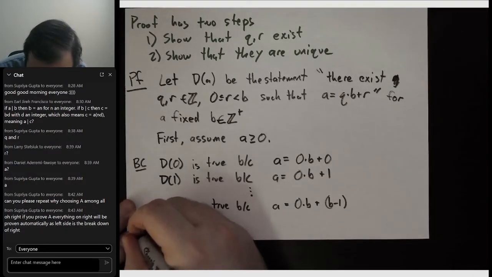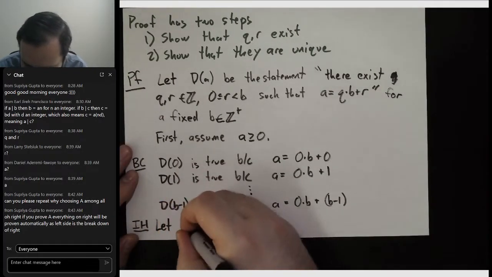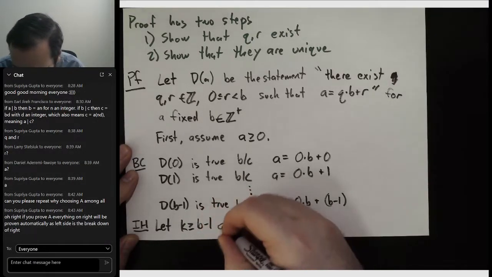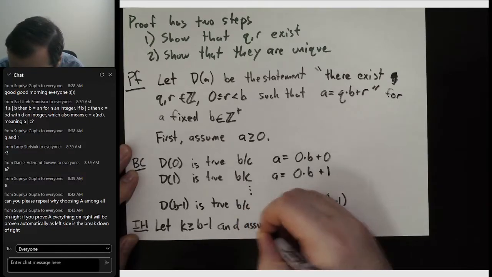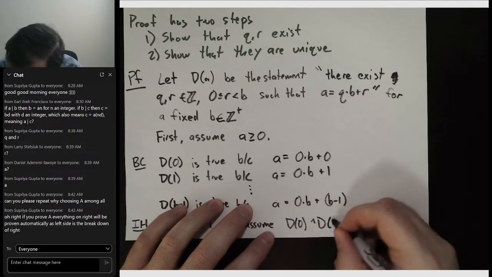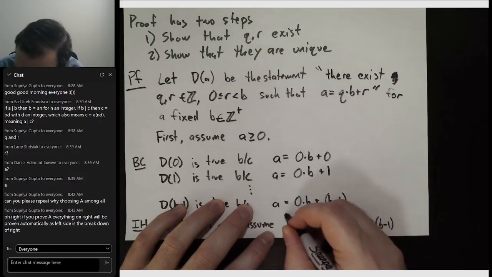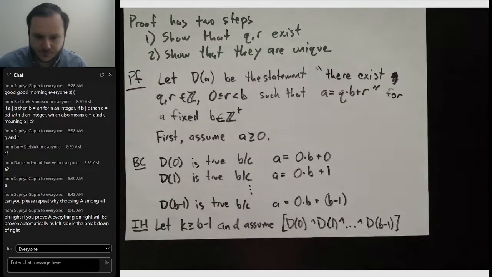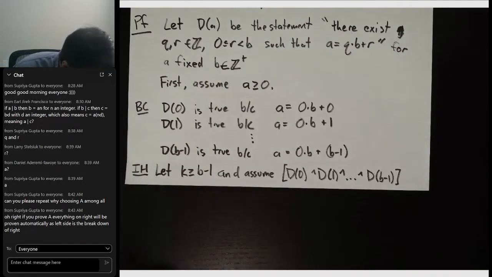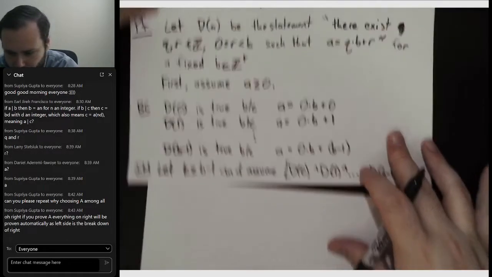So now my induction hypothesis is going to be: let k be my largest base case, and assume D of 0 and D of 1 and all the way up to D of B minus 1. I want all of these as options. And then how's my induction step actually going to work?